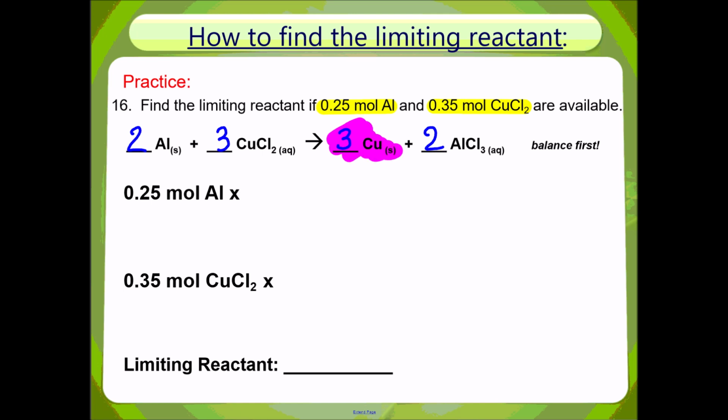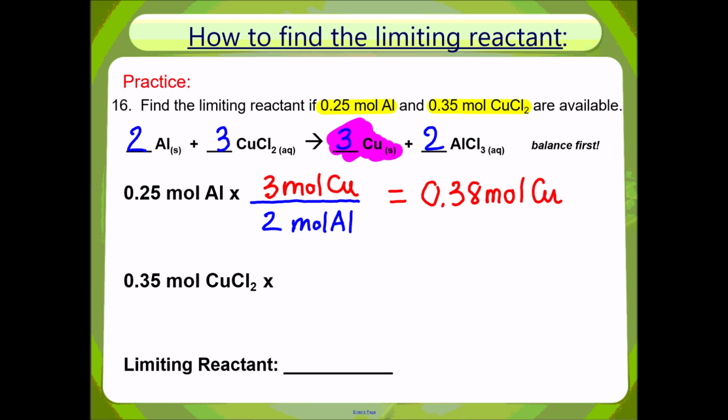Starting with 0.25 moles of aluminum, I must get rid of moles of aluminum and get to moles of copper on top, which is the product that I have chosen. The numbers come from the coefficients in the balanced equation. This gives me 0.38 moles of copper produced.